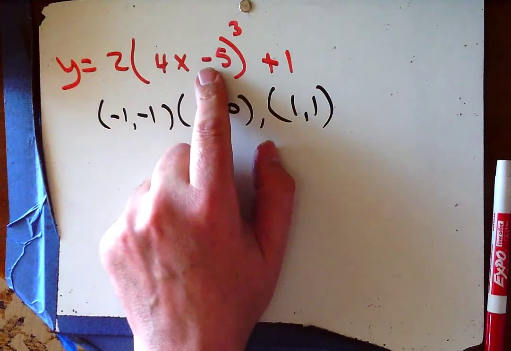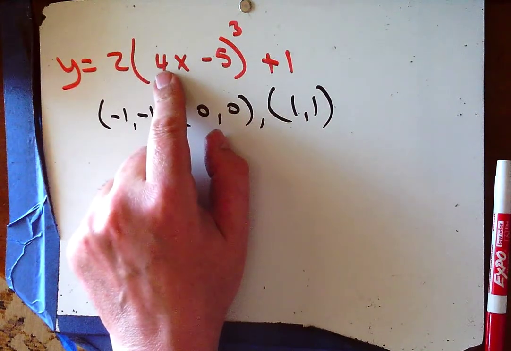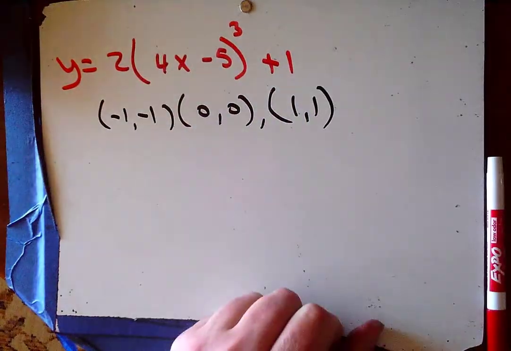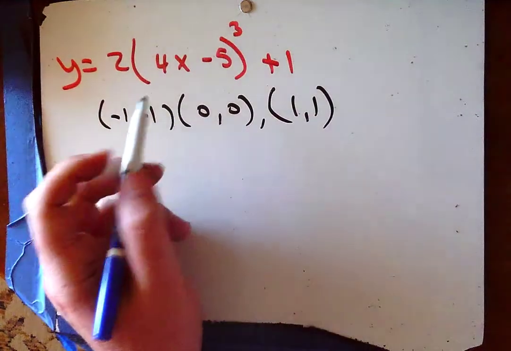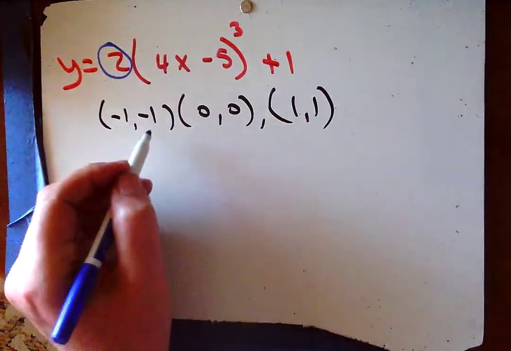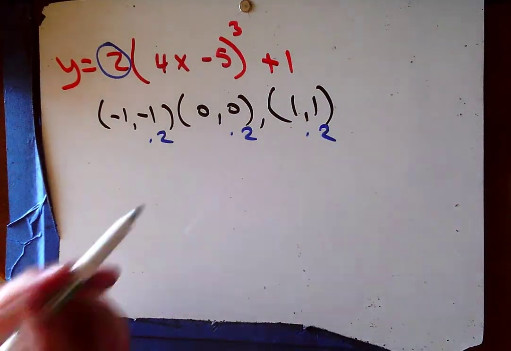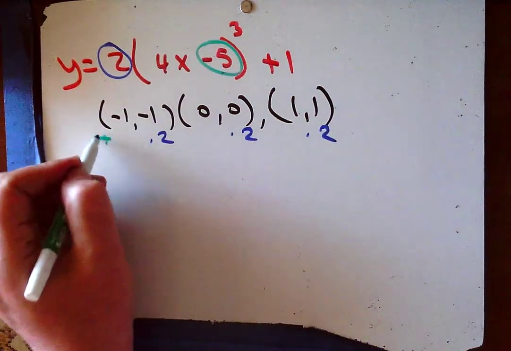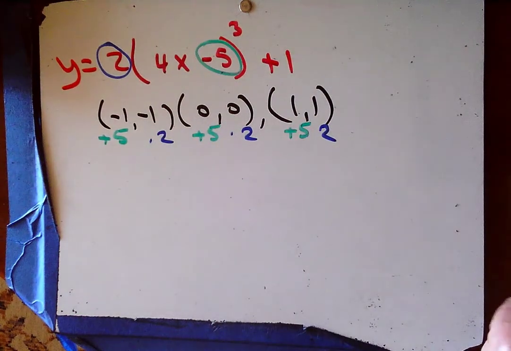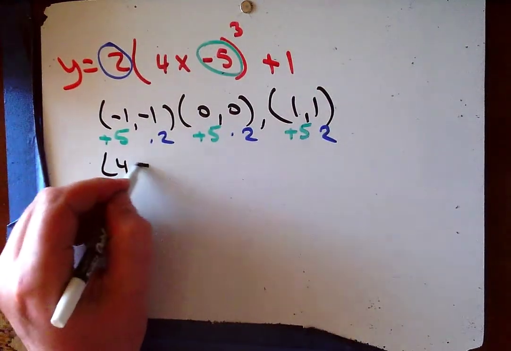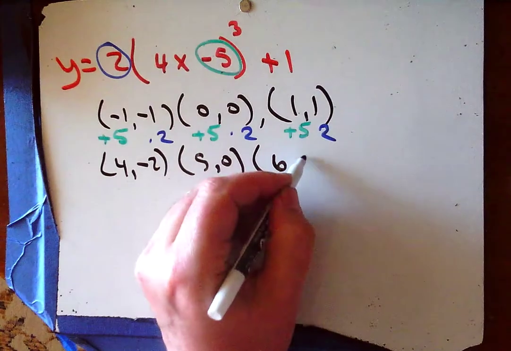I'm supposed to add 5 to all the x's because the graph is shifting right 5, but then I'm supposed to come back and divide all the x's by 4 to squish the graph horizontally. So let's do each of those transformations. Outside follows PEMDAS, so I need to multiply all the y's by 2. Inside follows SADMEP, and so I'm going to subtract a negative 5, or add 5, to all the x's. So after one round of transformations, I've got (4, -2), (5, 0), (6, 2).